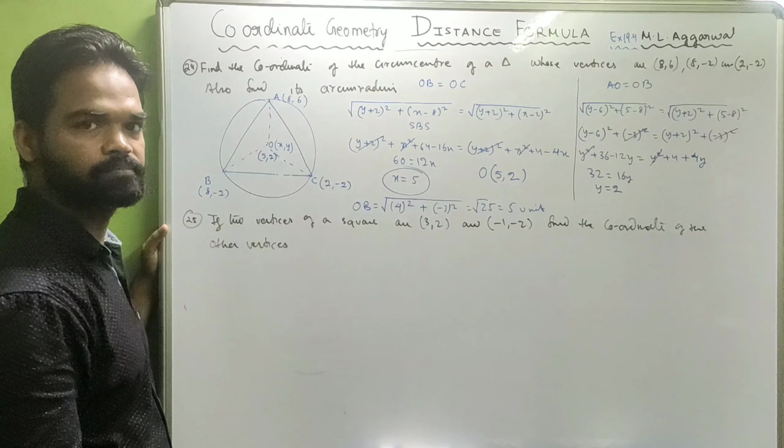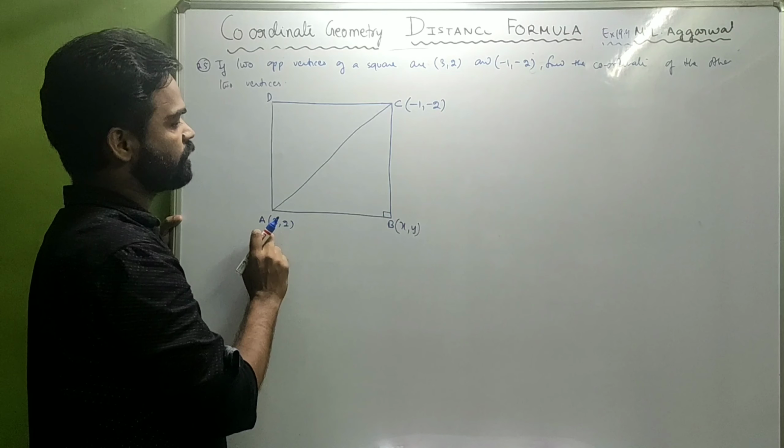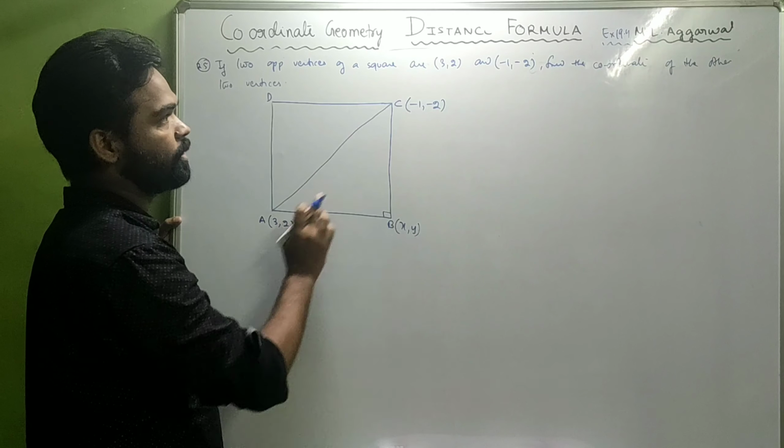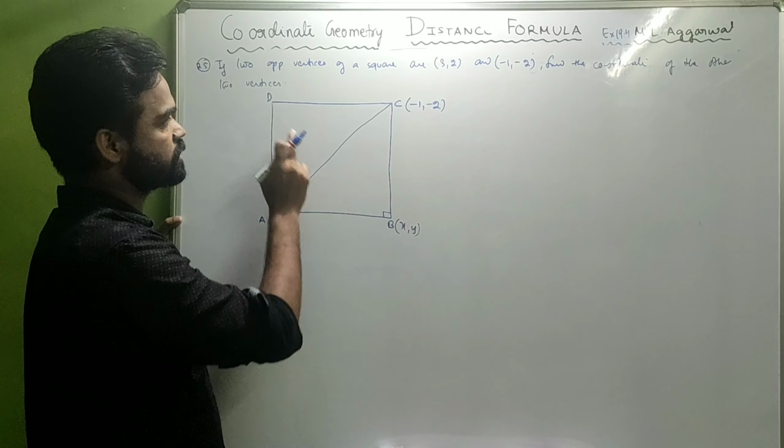Done. Okay, now look at the last sum. If two opposite vertices of a square are (3, 2) and (minus 1, minus 2), find the coordinates of the other two vertices.